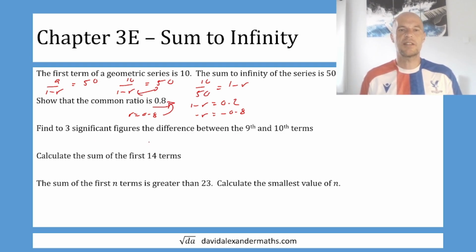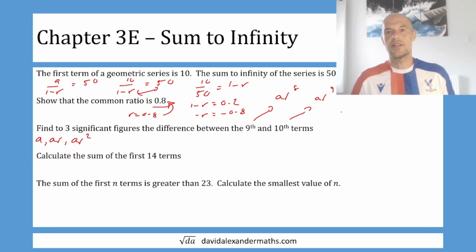Okay, find to three significant figures the difference between the 9th and the 10th term. So remember, in a geometric series, the first term is a, then ar, then the third term is ar to the 2. So the 9th term is going to be ar to the 8, and the 10th term is ar to the 9. So for the 9th term, my calculation is going to be a, which is 10, multiplied by 0.8 to the 8. And the 10th term is going to be 10 times 0.8 to the power of 9. So let's work these out.